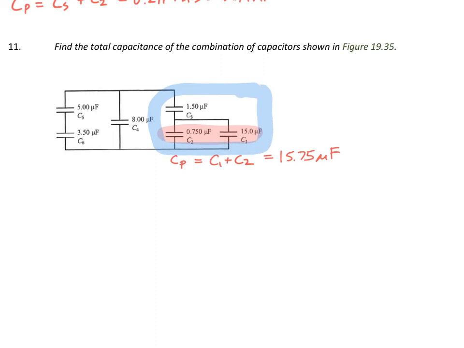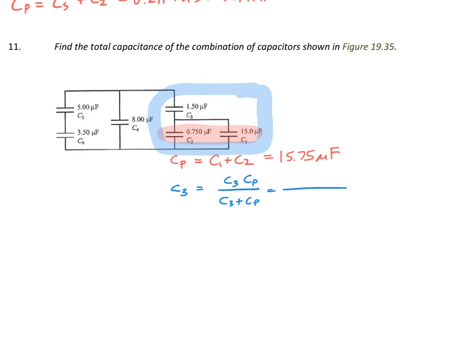Then this part in series, so this series thing, we could write the 1 over version, etc. But we know it's going to be a product over sum. It's going to be the product of the one that was all by itself in series with this parallel branch, with this new version, this single reduction of it over the sum of those two things.